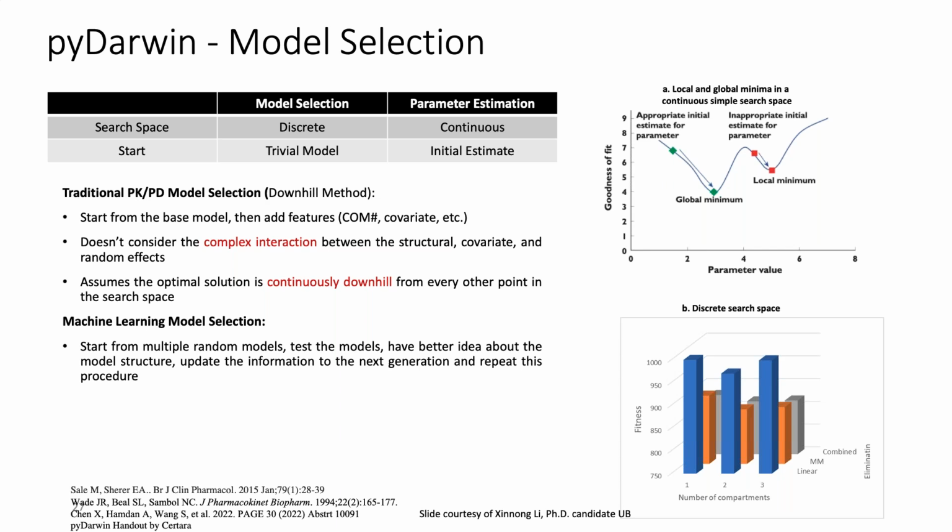The machine learning model selection is to start from multiple random models, test the models, and have a better idea about the model structure, and update the information to the next generation to repeat this procedure. Now, with one exception, this is done with an explicitly discrete search space. The Gaussian process / Bayesian optimization actually attempts to approximate the likelihood space across all the model candidates and has an uninformative prior that updates with the model solutions. So it makes that discrete space pseudo-continuous, or a continuous space.